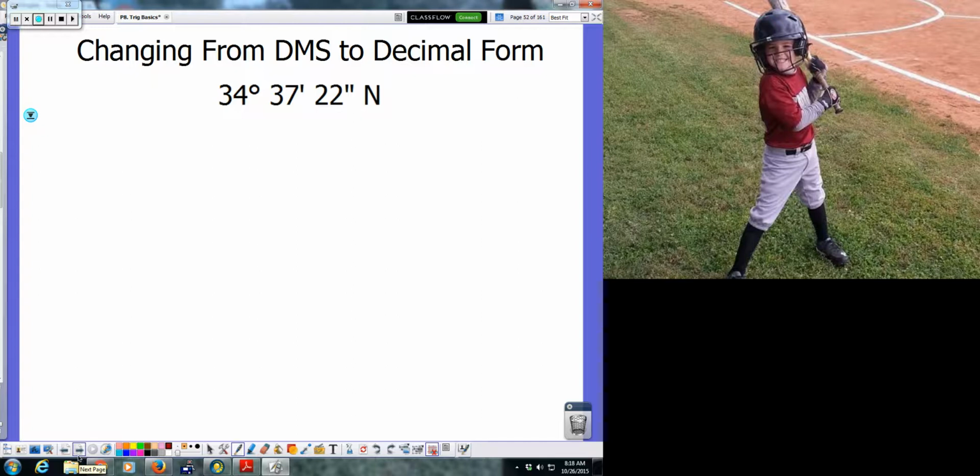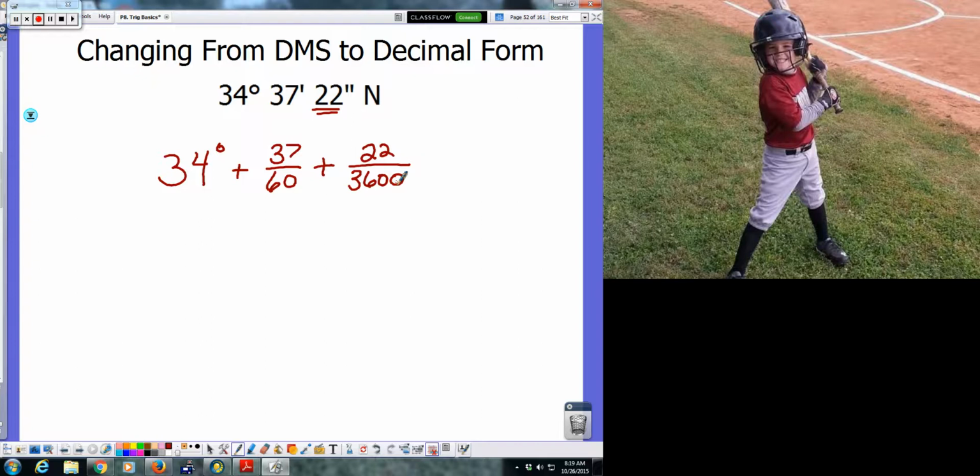Okay, changing from degrees, minutes, seconds to decimal form is one of the easiest things you've done the entire year. Here you have 34 full degrees plus 37 minutes. One minute is 1/60th of a degree, so you actually have 37/60ths of another degree. Does everybody understand where that came from? There's 60 in a full one, so you have 37 of the 60. Plus you have 22 seconds, which is very minor. That's 22 out of the 3,600 it takes to make a full degree.